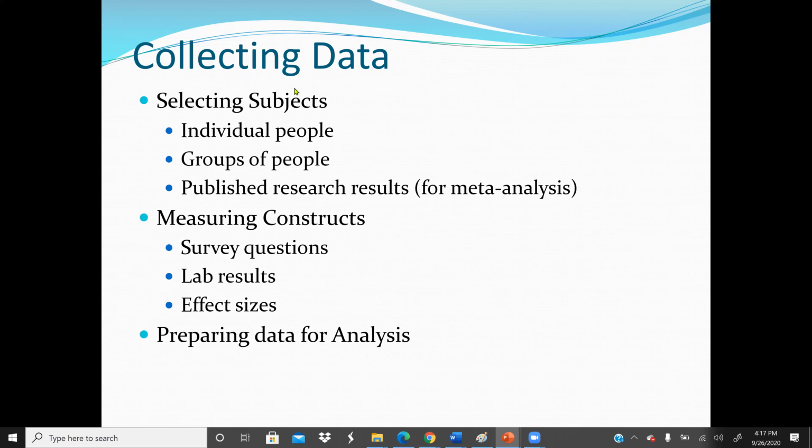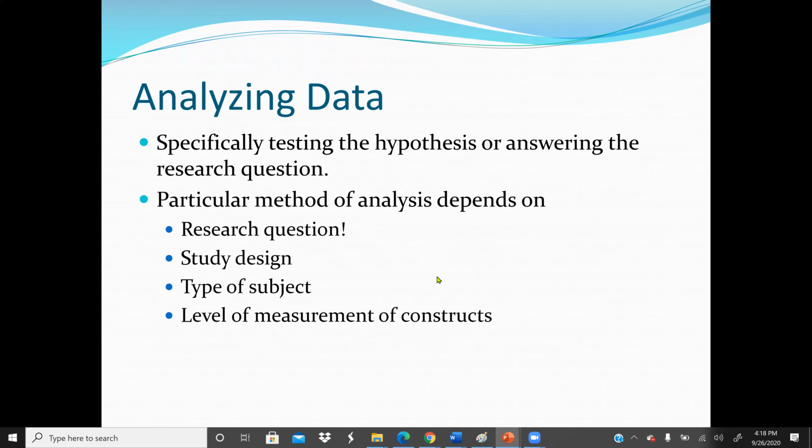So next step now, we need data. So we have to collect our data. We can select the subject, either individual people or groups of people, or maybe we are going to use secondary data which came from published research results. Then measuring the constructs: are we going to use survey questions, lab results, or effect sizes? Then next step, we prepare our data for analysis. Also, we need to do what is called data preparation techniques.